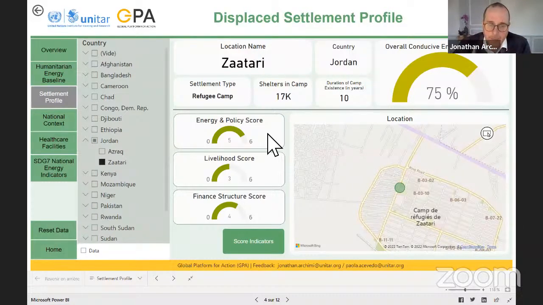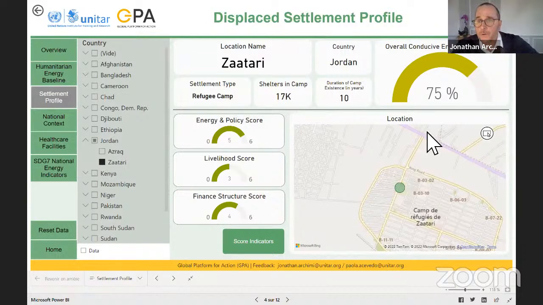Then the second is the livelihood, mainly the capacity of the displaced person to buy energy or to work. And then the final one is the finance structure in the camp, whether you have mobile phone access, so mobile money, and this sort of. So here, compared to another, Chad, you will see that Zatari is high in the score.